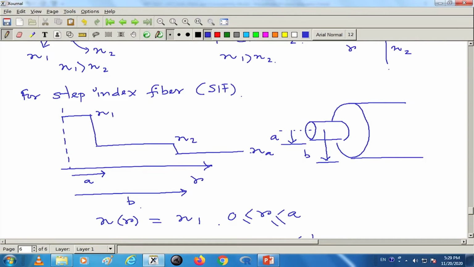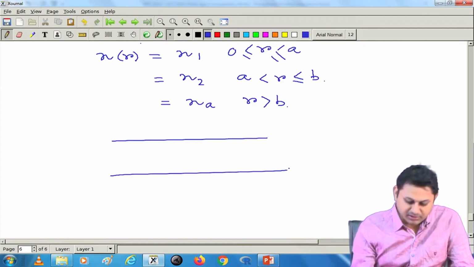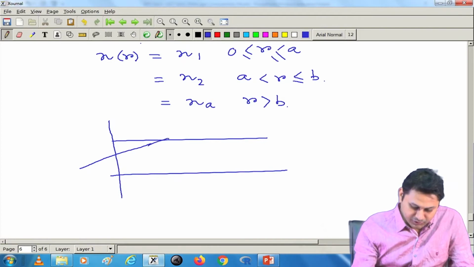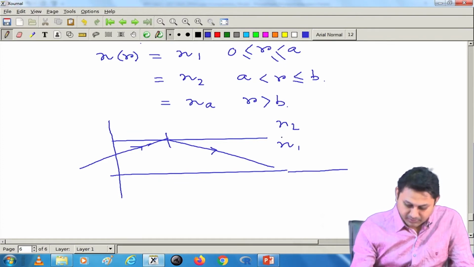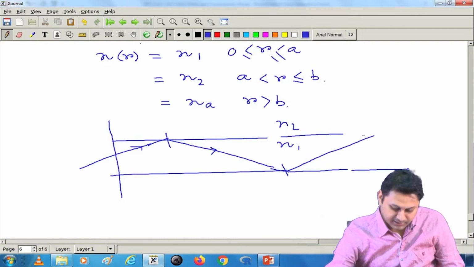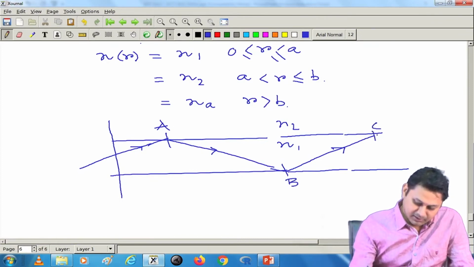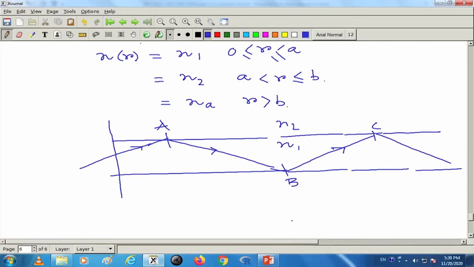Here the refractive index n1 is the refractive index of the core, which is higher than the cladding. So the light guidance is whatever we mentioned in the last class: if I launch a light here, then at this interface I have n1 and n2, where n1 is greater than n2, so I have a total internal reflection. So the light is guided in this fiber by multiple total internal reflections. Here I have one reflection, then I can have another reflection from this point and so on. Multiple total internal reflections can take place, and eventually the light is guided through this structure.